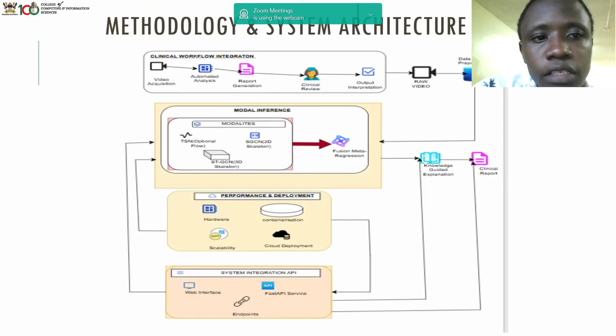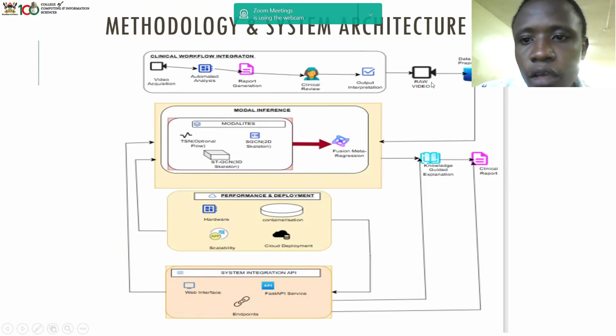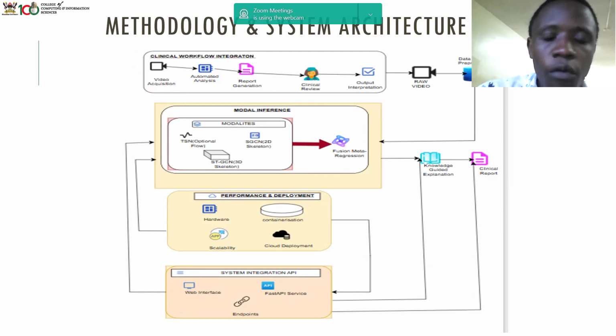So this is the methodology and the architecture of our system. This is how our system will be working. First of all, we get a video, a raw video. After getting the video, we move to the next part, which is extracting features from the video. After extracting the features, they are fed into our models. There are three models, and I'll be talking about all of them: a TSN model, an SGCN, and an STGCN.